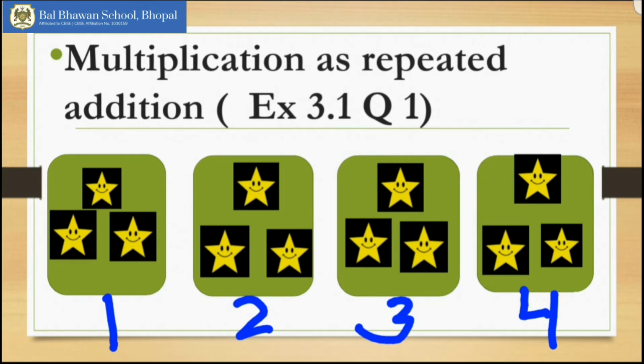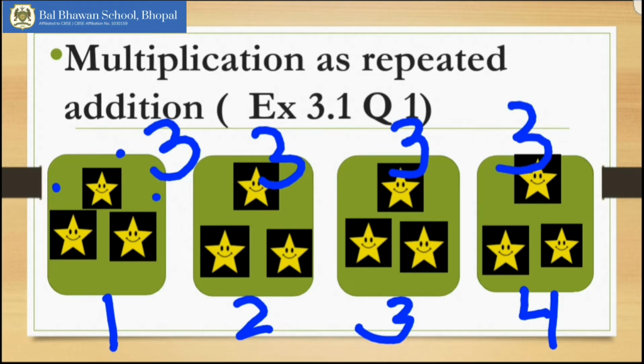Now children, my next question is how many stars are there in each group? Like how many stars are there in the first group? Count 1, 2 and 3. And it's same with the second group. Again it is 3, and for the third group again it is 3. And then for the last group again 3 stars are there. So children, in each group how many stars are there? 3 stars are there.